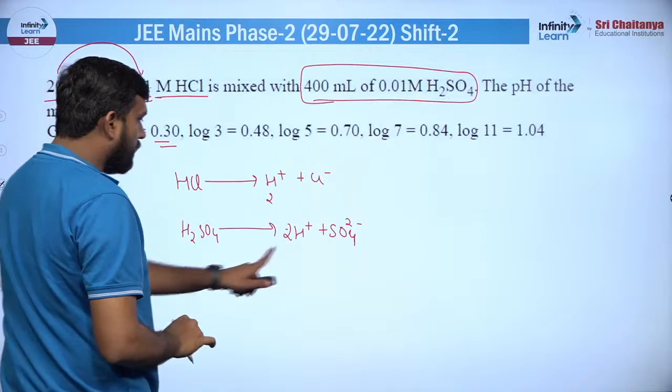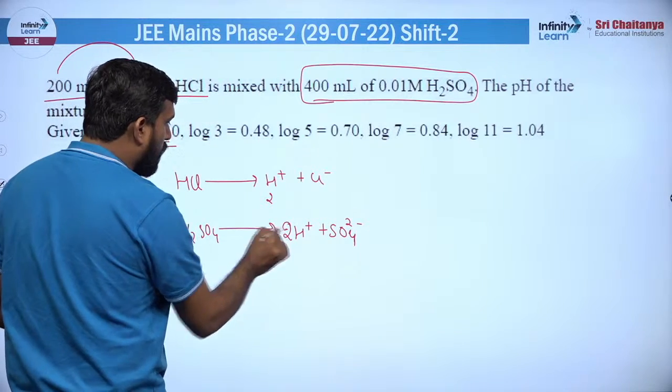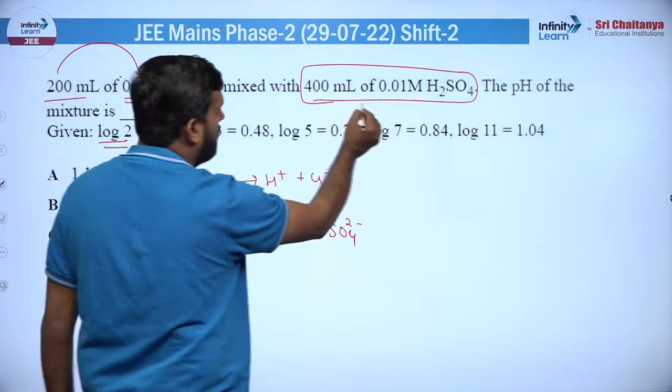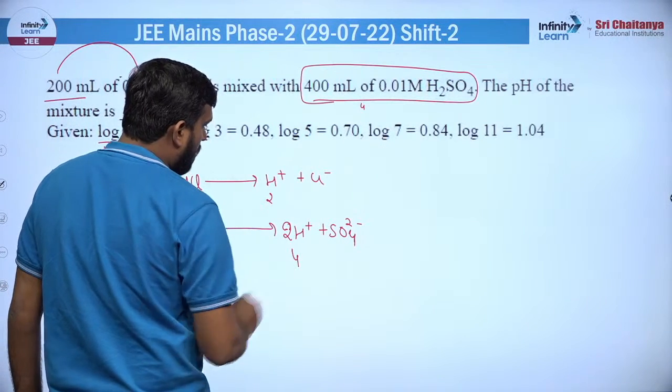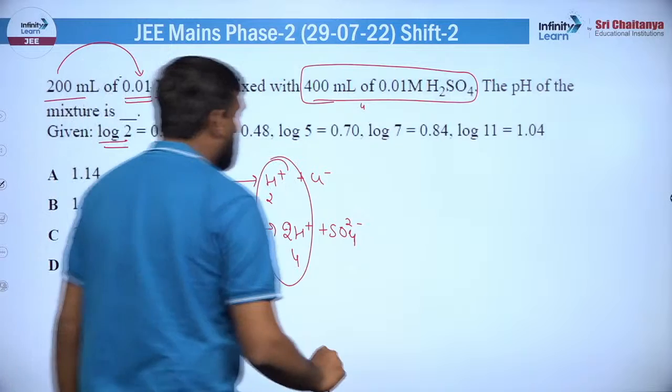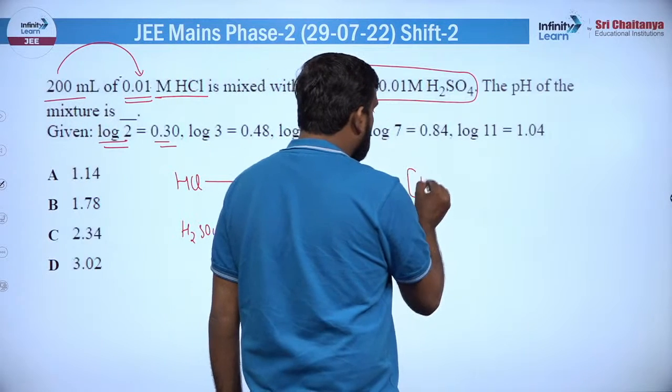Okay, and similarly if you go for this, there will be 2 moles of H plus from this. So it will be basically 4, and when it multiplies it will be 4. So total millimoles of this is 6. Okay, so let's go for the concentration of H plus.